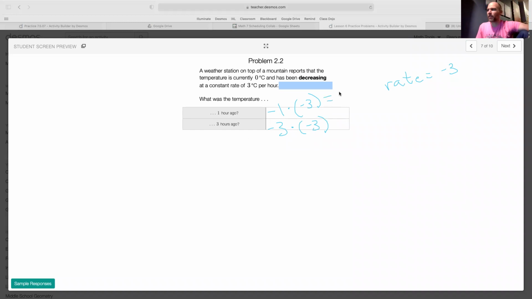And so unsurprisingly, this is going to give us positive answers. -1 times -3 is 3, and -3 times -3 is 9, which makes sense because the temperature should be positive, right? It says in the question that the temperature is currently 0, and it's been decreasing at a constant rate. So if it's 0 degrees now, but the temperature's been decreasing, then that means previously it should have been a positive temperature, right? And it had to decrease to 0. And the further back in time you go, the warmer it should have been if it's been decreasing this whole time.